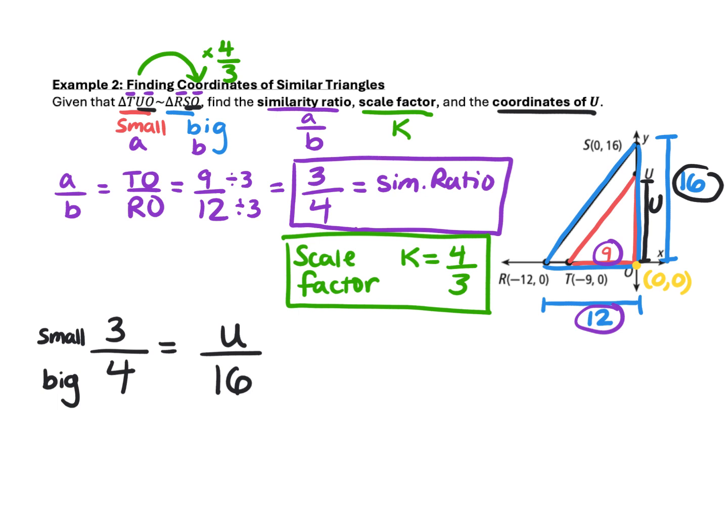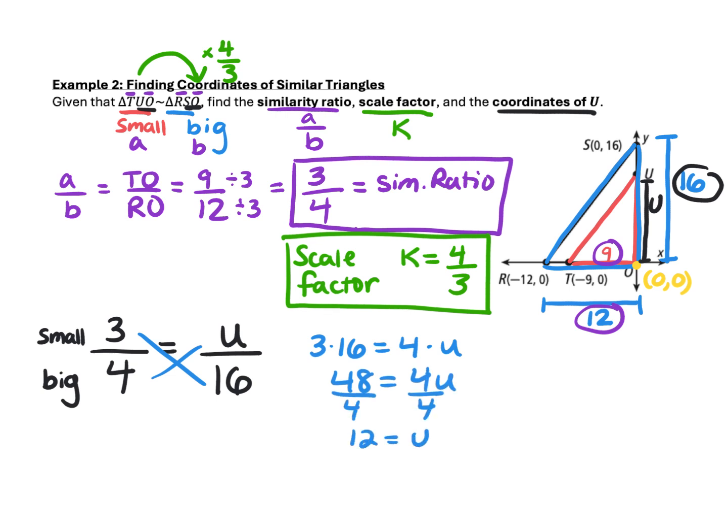Now let's solve this. There are a lot of different ways we could solve this. You can find a pattern. You can use your cross products. I'm going to just do the cross product here quick. So 3 times 16 equals 4 times U. That's 48 equals 4U. We divide by 4, and we get 12. For my final answer, I'm almost done. I just need to make sure that I write the coordinates of U. So we have to go back to an ordered pair. Notice that U is along the y-axis, so it's going to be 0, and then the value we just calculated was 12.